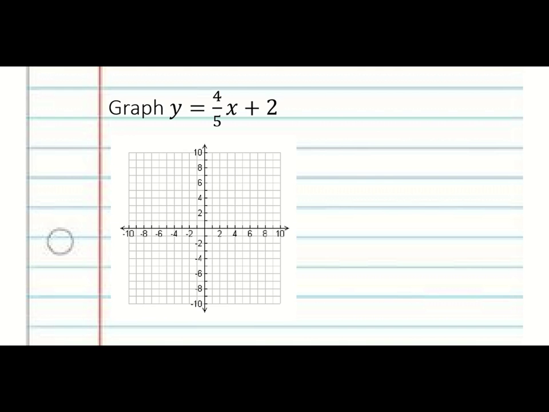So now we're going to take a look at graphing a line from equations written in slope-intercept form. Our first example is to graph y equals 4/5 x plus 2. When you graph from slope-intercept form, you want to identify your slope of the line, and you want to identify your y-intercept of the line.